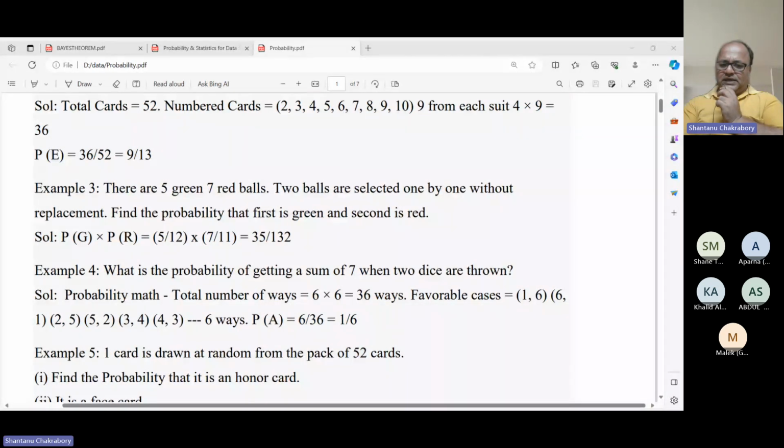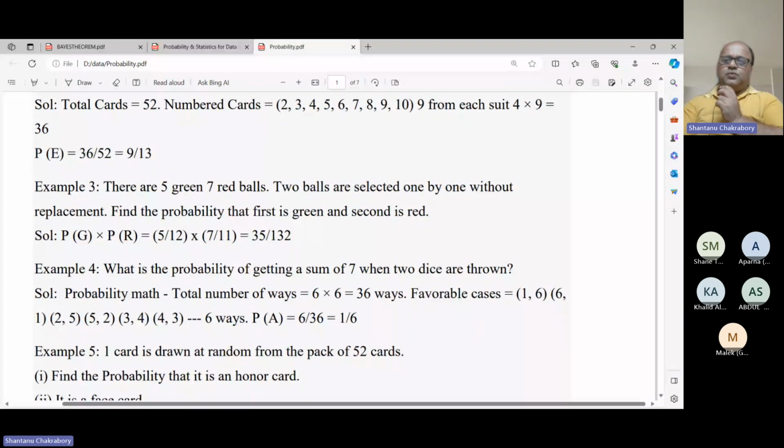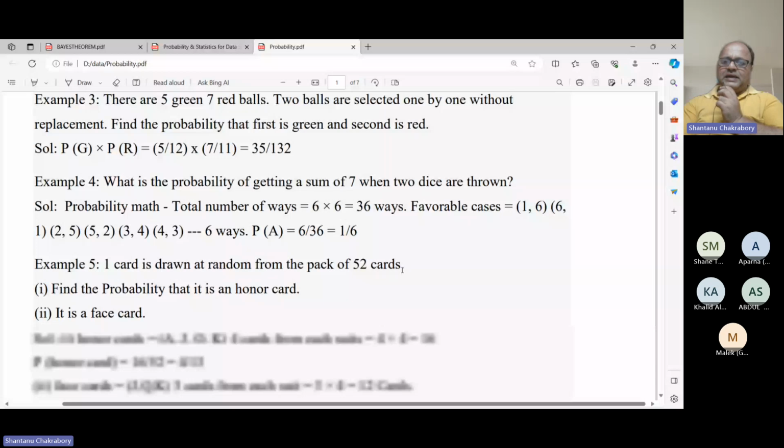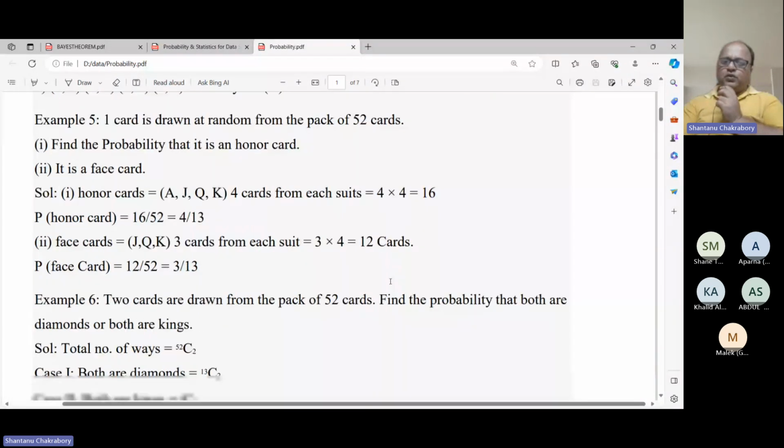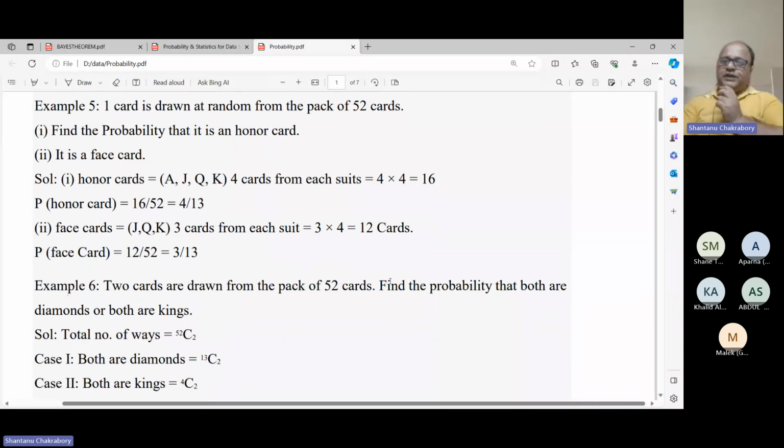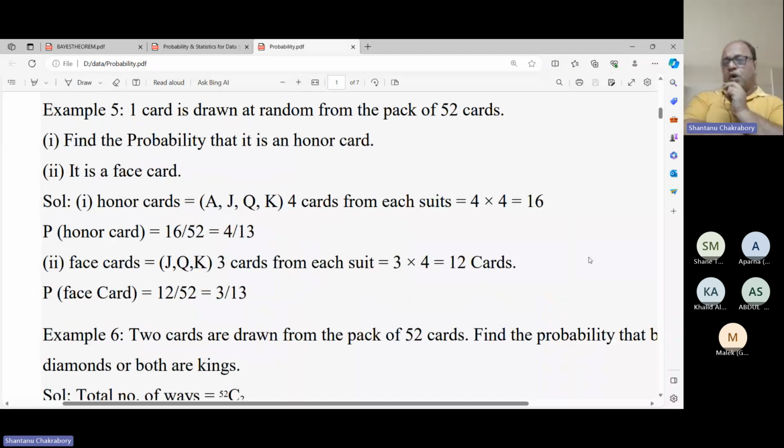Then we go ahead with the next one. Suppose one card is drawn at random from a pack of 52 cards. So there are 52 cards and one card is drawn at random. Find the probability that it is an honors card. Find the probability that it is a face card. What are honors cards? A, J, K, Q are honors cards.